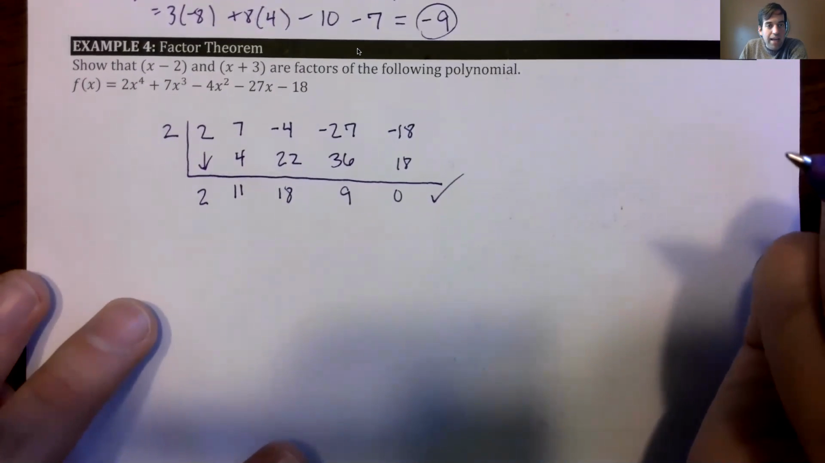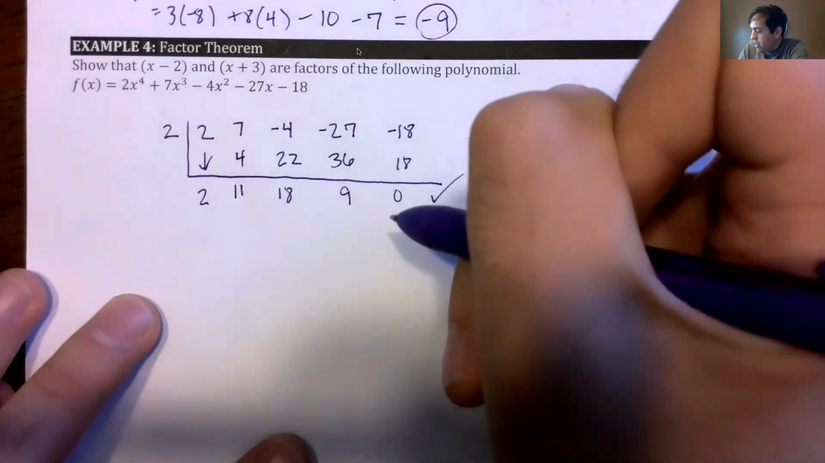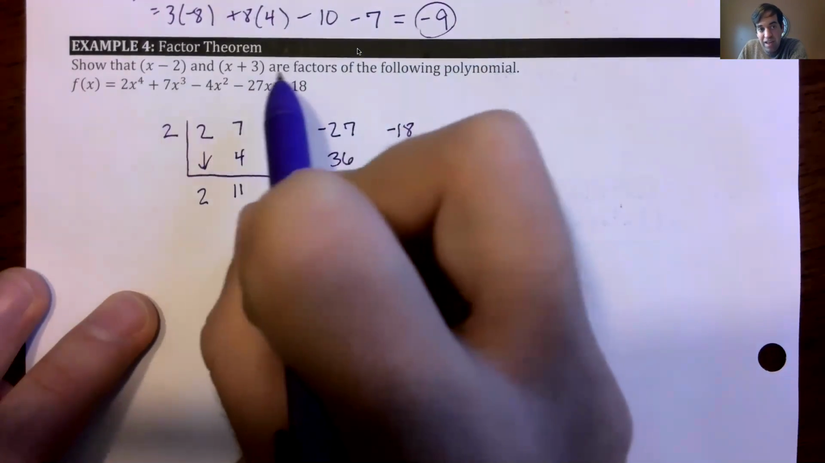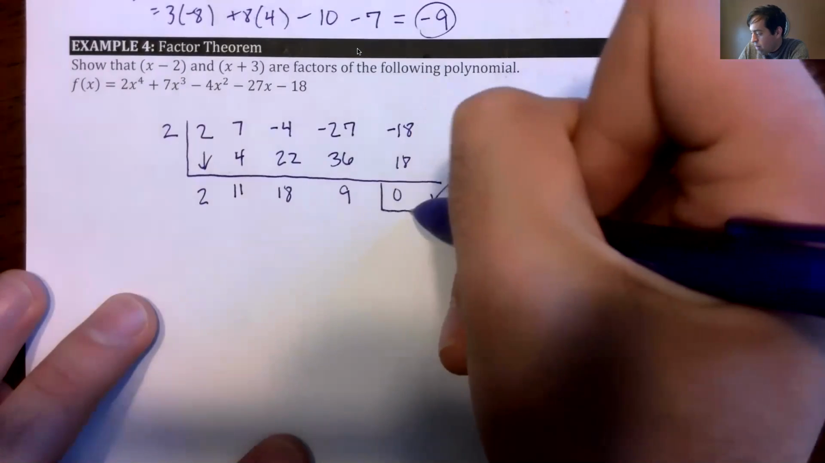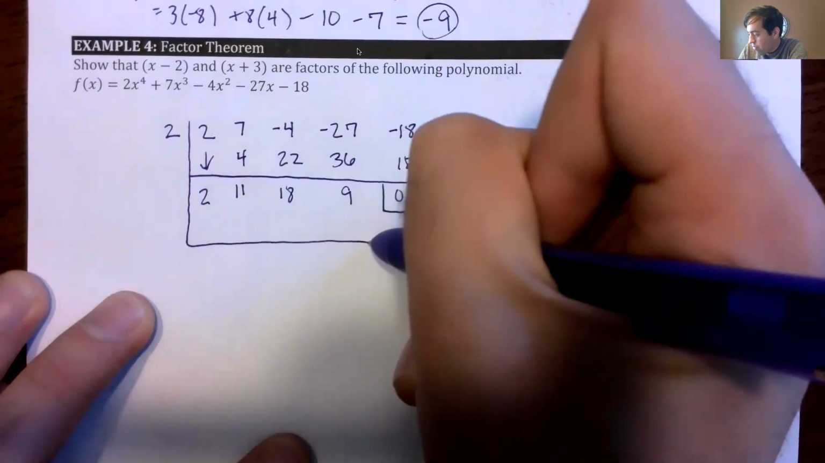So that means the x minus 2 was indeed a factor. Now, here's a fancy way that you can extend your synthetic division. Since we're now trying to check the x plus 3, let's just ignore that remainder and continue the synthetic division from where we left off.